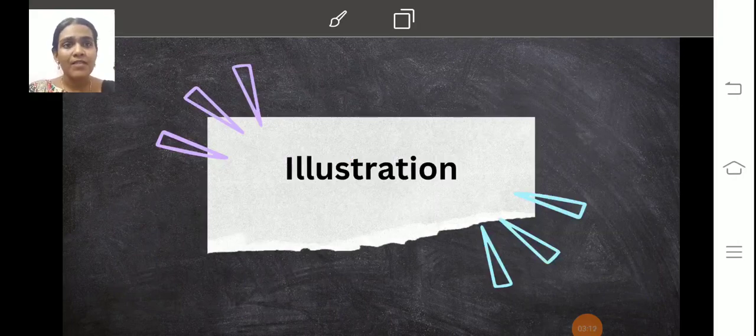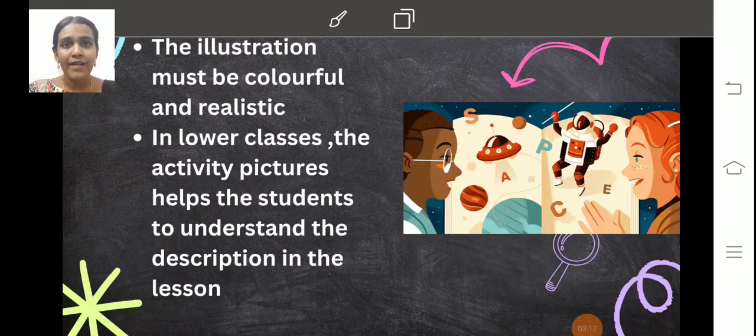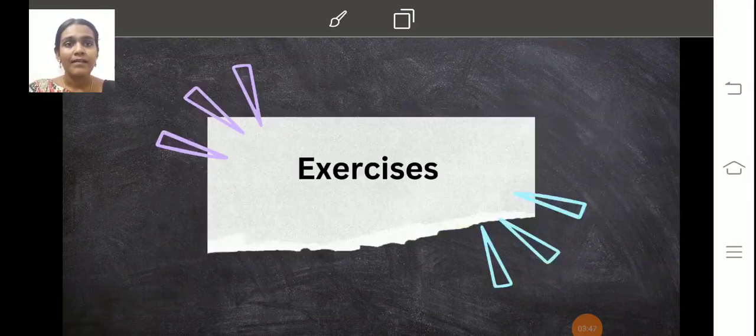The next suggestion is illustration. Illustration is one of the important parts of improving a textbook. The illustration must be colorful and realistic so that it can attract the students to learn more. In lower classes, activity pictures help the students to understand the description in the lesson. For example, if the word apple is mentioned, the picture of an apple should be clear, then only can the students understand what the picture is saying. So illustrations are very important in the lower classes. When we move into higher classes, illustration is not that important, but it is also included in those classes.